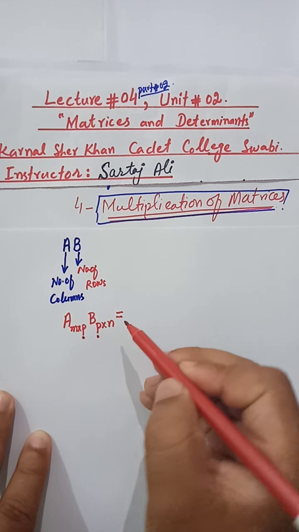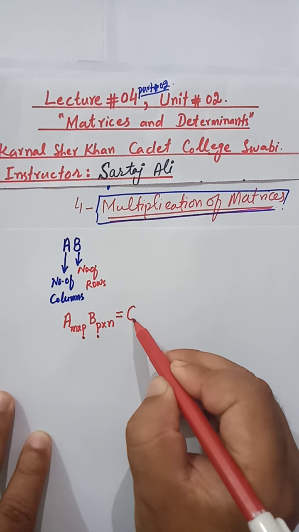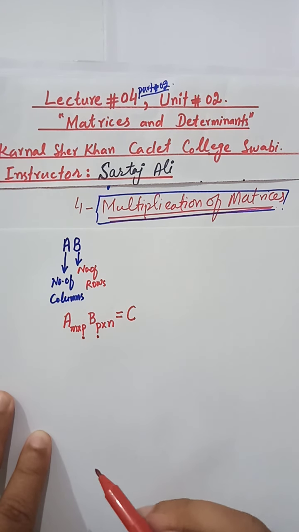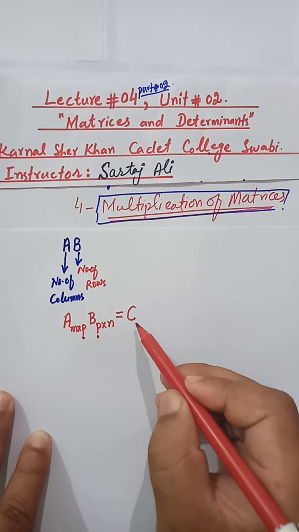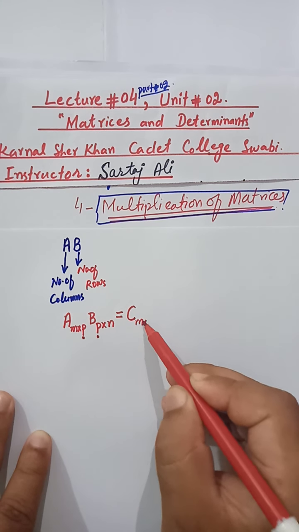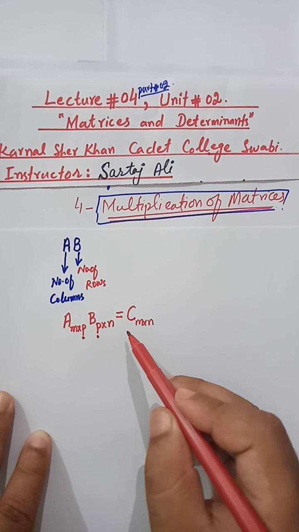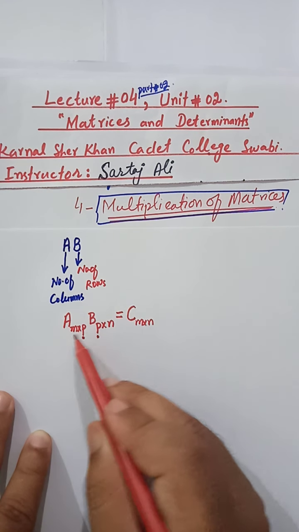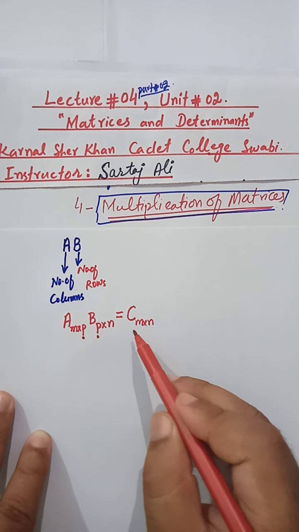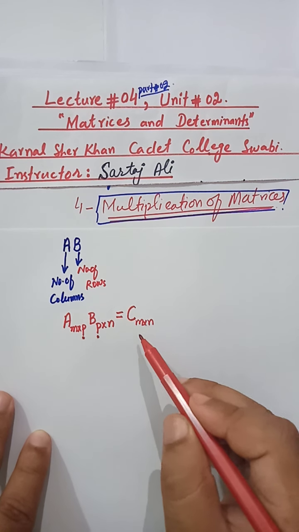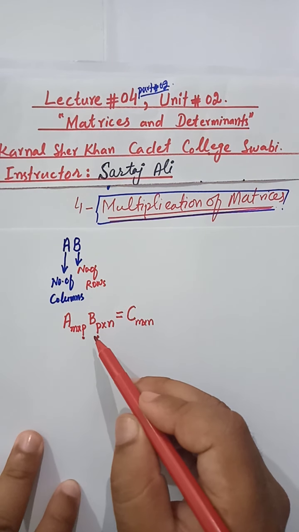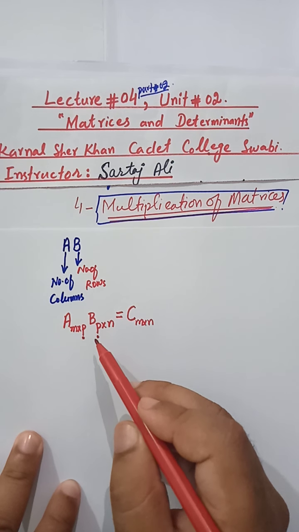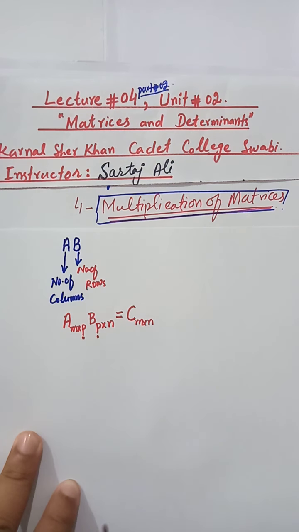From this multiplication you get another matrix C. The order of matrix C is determined by taking the rows of the first matrix and the columns of the second matrix. So the resultant matrix obtained from the multiplication of these two matrices has order M by N. This M is the number of rows of the first matrix and N is the number of columns of the second matrix, which is B in this multiplication.